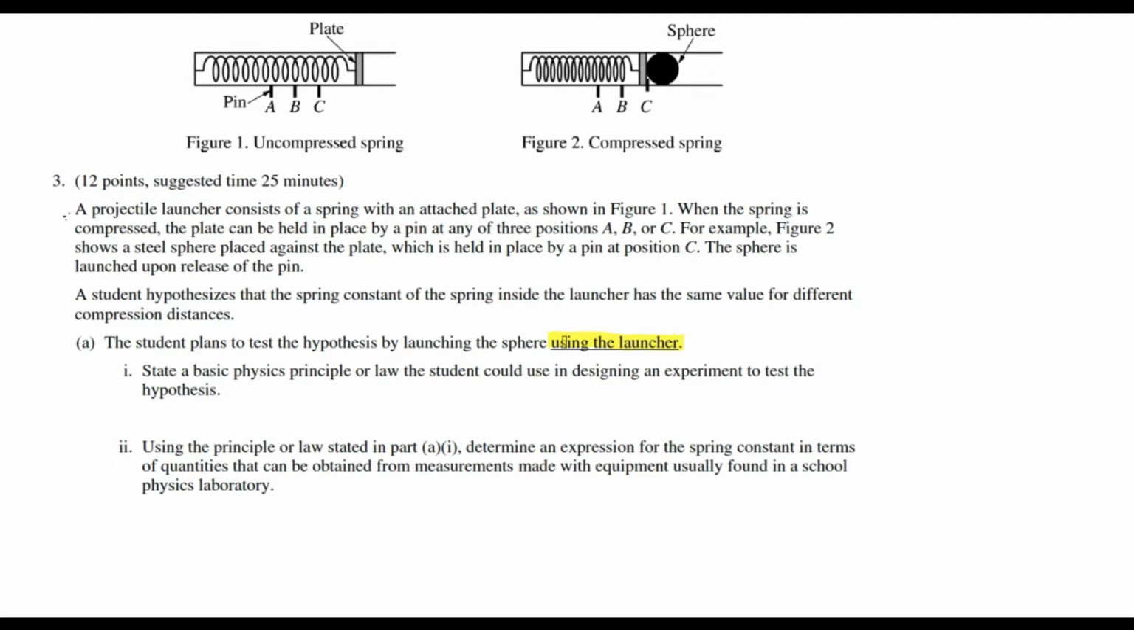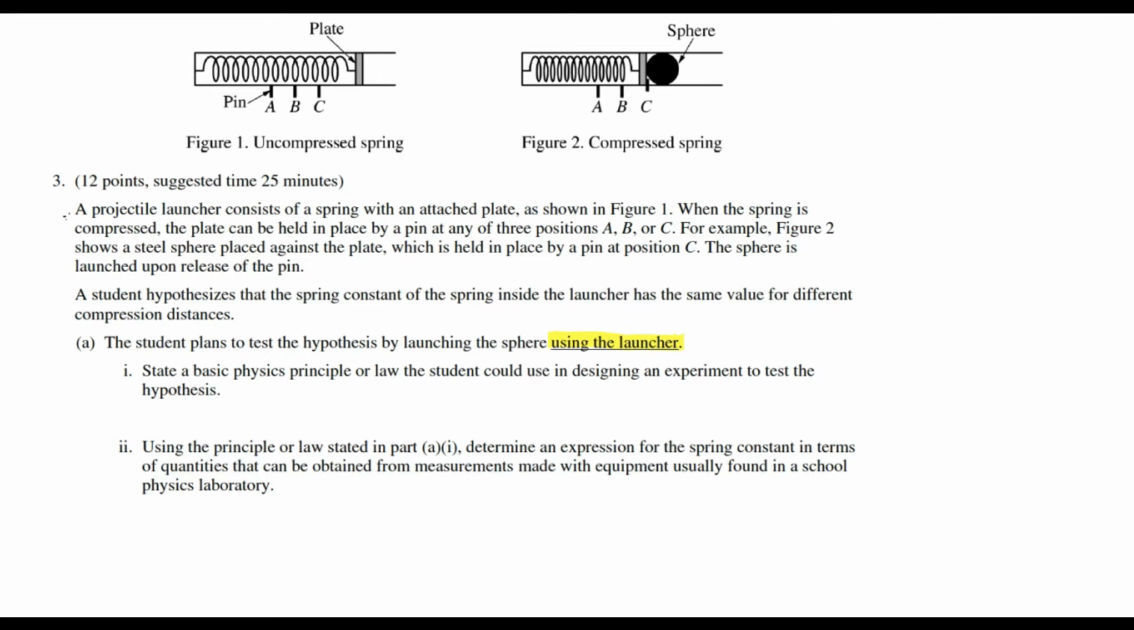Now, the hypothesis assumes that we're going to use the launcher. Okay, we're not allowed to give an answer in the way of, I don't know, take out the spring and use it in a separate experiment, using Hooke's law to hang a mass from it. We're not allowed to use the spring without using the launcher. Okay, so don't be creative in here.